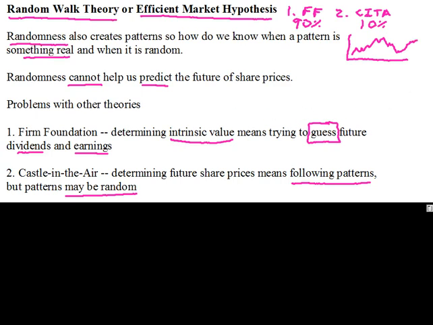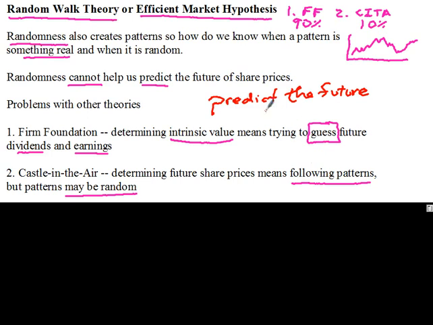So if I could sum up the random walk theory in one way, I would simply say it this way. The firm foundation and the castle in the air both suffer from the same problem, and that is they are both trying to predict the future. They're both trying to predict which companies will do well in the future. One of them is trying to predict the future by predicting future dividends and earnings. The other is trying to predict the future by looking at price patterns.